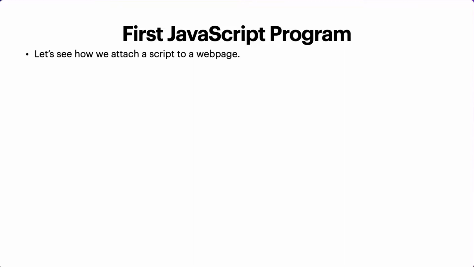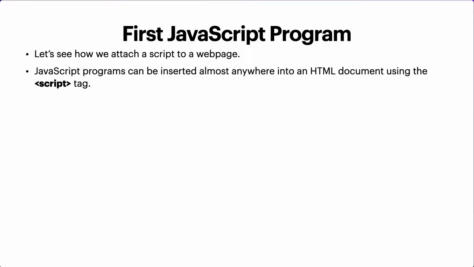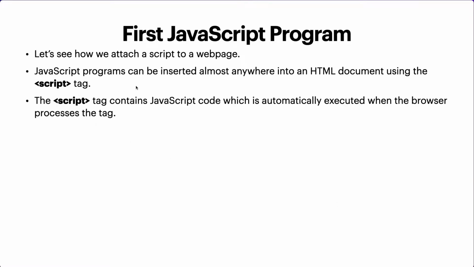Our first JavaScript program: let's see how we attach a script to a web page. JavaScript programs can be inserted almost anywhere into an HTML document using the script tag. If you have already worked with HTML, and I'm assuming that you have played around with some HTML and know how to create some HTML tags, then you might have come across a script tag. The script tag contains JavaScript code. Within this script, you write your JavaScript code, which is automatically executed when the browser processes the tag.